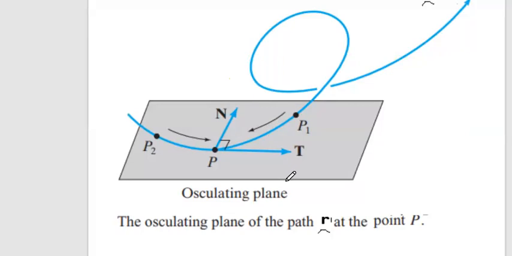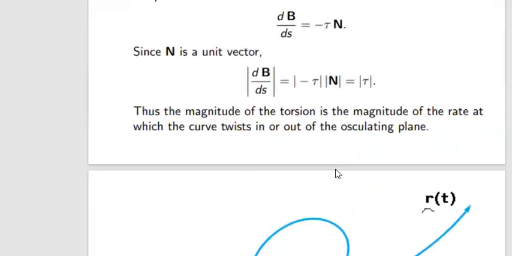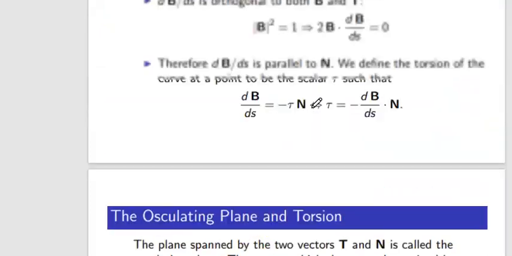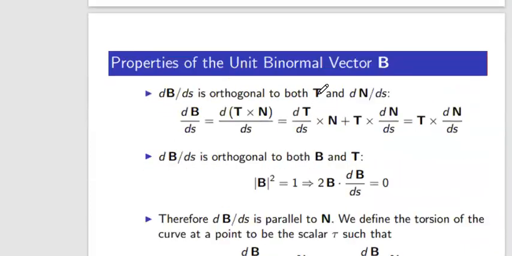The twisting into this plane or out of the plane, we have to measure that. So let me discuss the properties of this unit binormal vector.